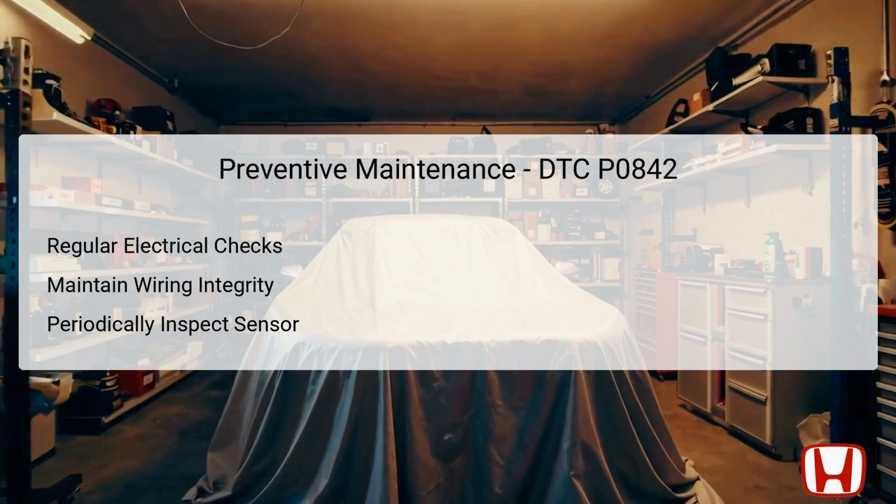Periodic inspections of the transmission fluid pressure sensor can also help uncover problems early on, particularly if any debris or corrosion is involved. Replace any damaged connectors and ensure all connections are secure to mitigate any risk of electrical faults arising. Implementing these preventive maintenance practices not only enhances vehicle reliability, but also prolongs the lifespan of the transmission components.